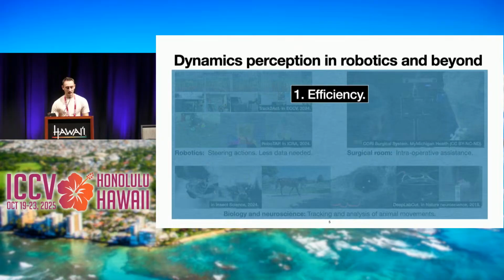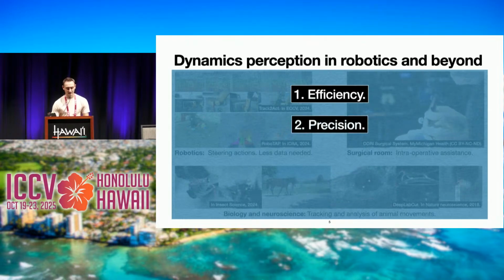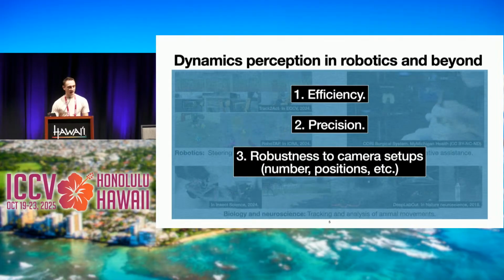To begin with, I want to emphasize that efficiency is important for these applications, especially for robotics. Precision is important for all applications. I also argue that robustness to the camera setup is equally important. For example, if you have multiple cameras, the methods should be robust to the number of cameras, the position of the cameras, etc.